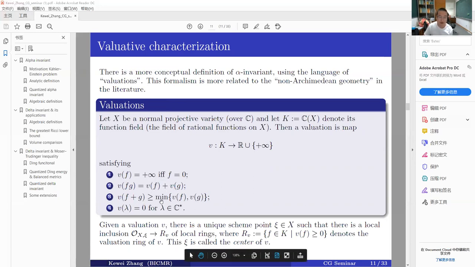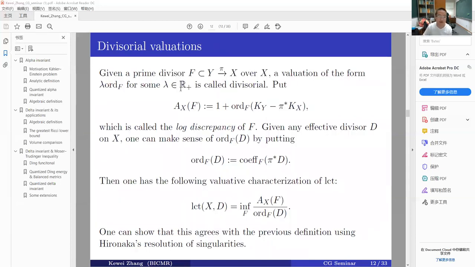Then given such a valuation, by some results in algebraic geometry, one can show that there is a unique scheme point in the variety such that it satisfies some local conditions. Then this is called the center of a valuation. When you study valuations, there's a special kind of valuation that will be more manageable. These are called divisorial valuations. In some suitable topology, divisorial valuations are dense in the space of all valuations. So here, the setup is as follows. You consider any birational model over X, and you take any prime divisor in this space. Then any valuation of such form is called a divisorial valuation.